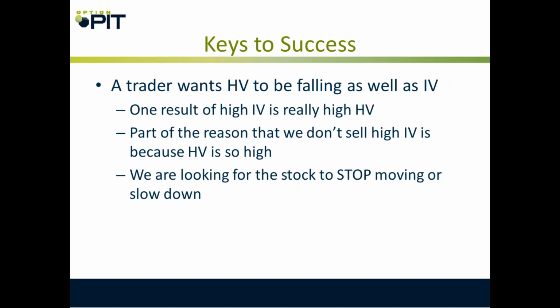So now the final piece is that you want HV to be falling as well as IV. One result of high IV is really high HV, really high movement. So part of the reason that I don't like selling high implied volatilities is because that typically means the stock is moving around. All right. So I'm looking for a stock to stop moving. I'm not looking for it to slow down. I'm not looking for it to increase.